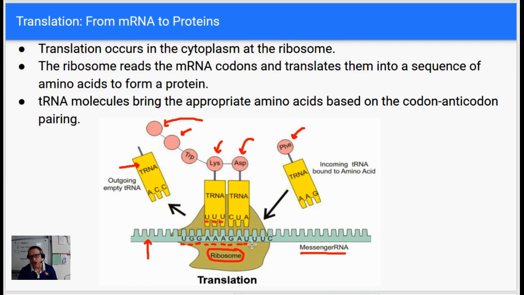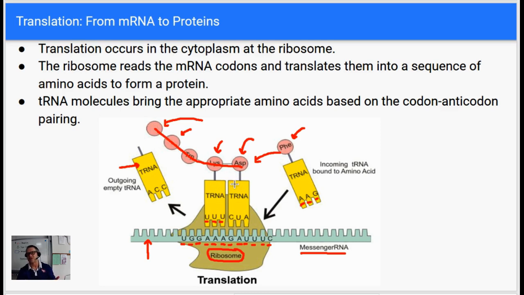And the last codon right here is U, U, U. So the tRNA that has the matching anticodon, U goes with A, U goes with A, C goes with G. And it's going to drop off its amino acid, phenylalanine. So this is the process. tRNAs dropping off their amino acid and building this protein right here.